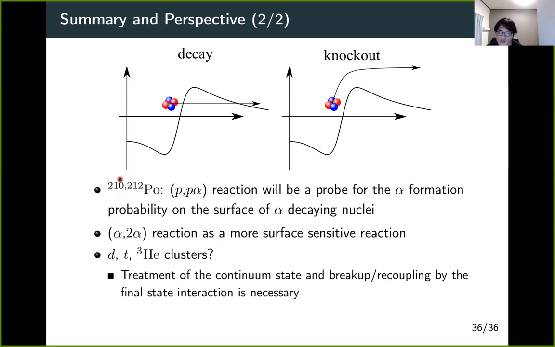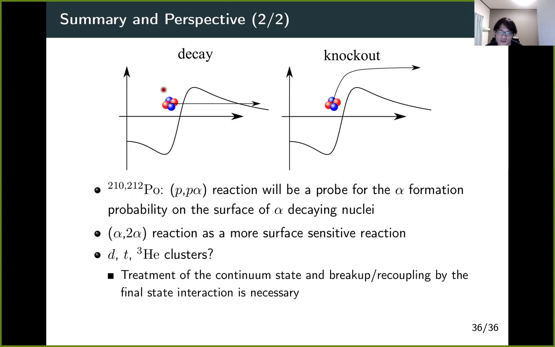The typical one is polonium-212. Polonium-212 is a lead-208 plus alpha system. So we may expect alpha clustering on top of the lead-208 doubly closed nucleus. And this reaction will be a good probe for the alpha formation probability on the surface of alpha decaying nuclei.